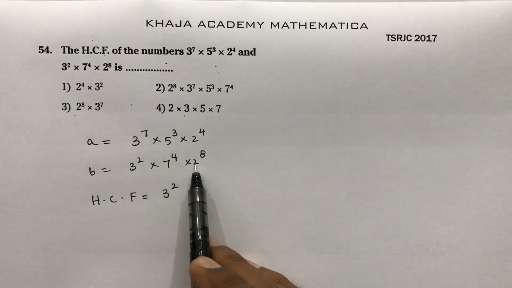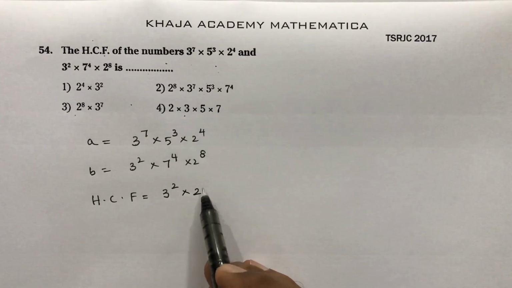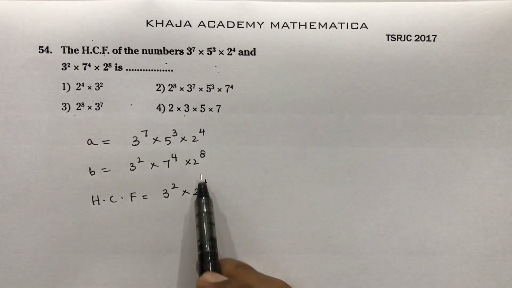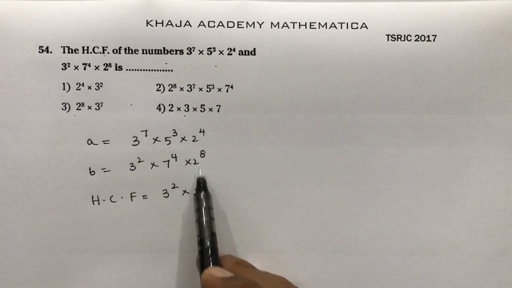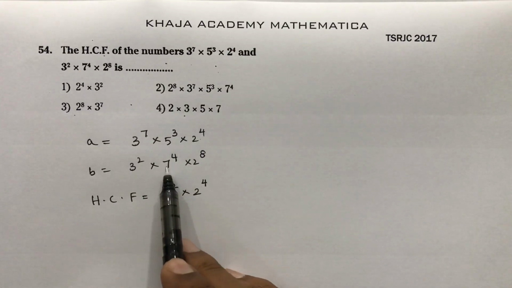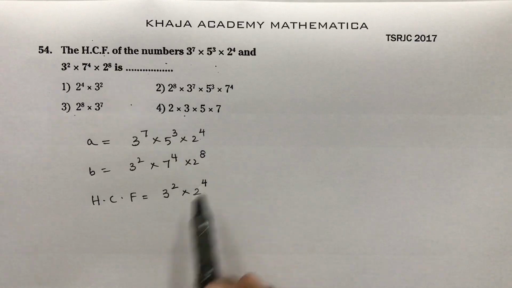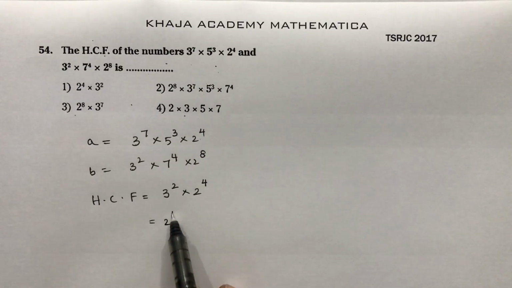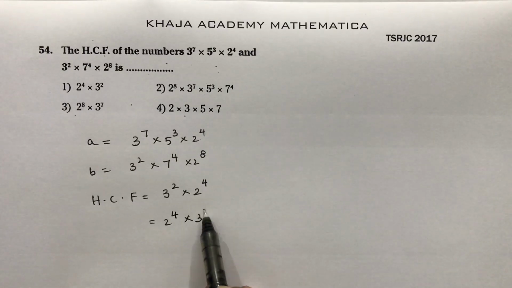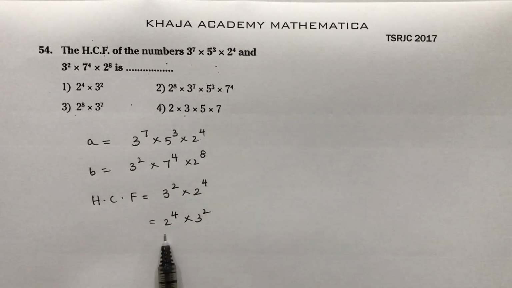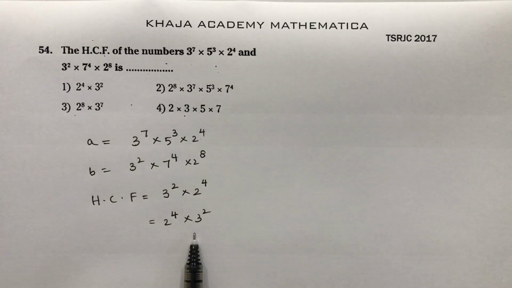2 power 4, 2 power 8. So 2 power 4, because out of 4 and 8 we have 2 power 4 common. And 7 we have only in this, we don't have it in the other, so it is not common. So the answer, if you write in order, is 2 power 4 into 3 square. So the HCF is 2 power 4 into 3 square. The correct option is 1.